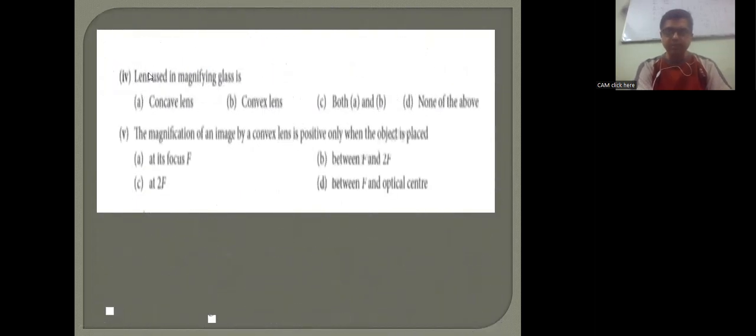Question number 4. Lens used in magnifying glass is. Question 5. The magnification of the image by convex lens is positive only when the object is placed.